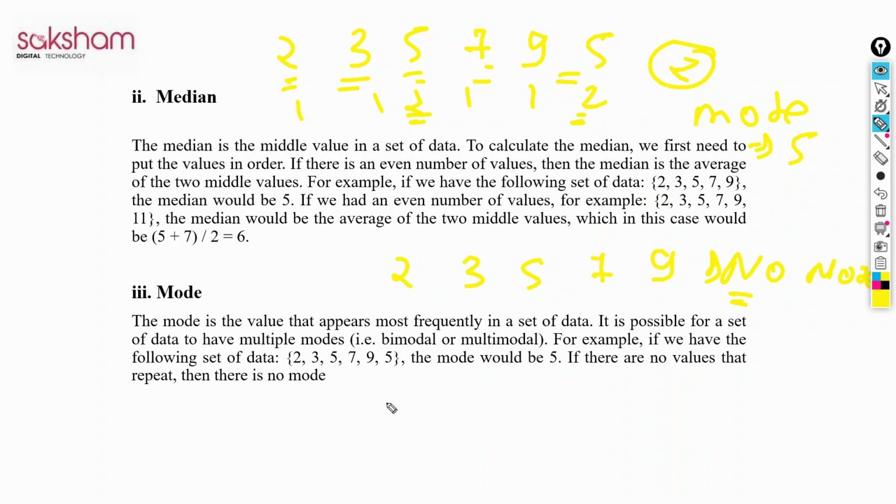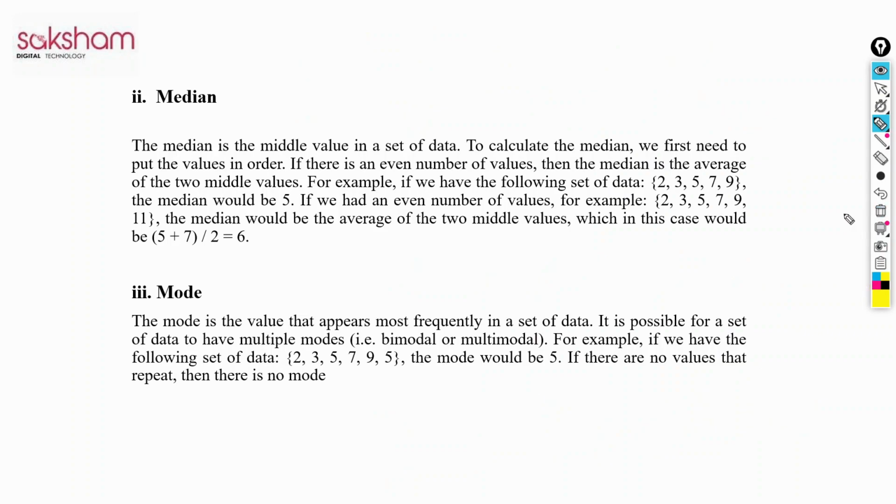We are taking another example for multi-mode: 2, 3, 5, 7, 9, 5, 3, 2. In this case, 2 appears 2 times, 3 appears 2 times, 5 appears 2 times, 7 appears 1 time, and 9 appears 1 time. So the modes are 2, 3 and 5. Clear. The concept of mode is also clear.